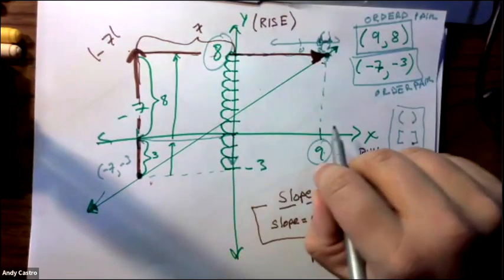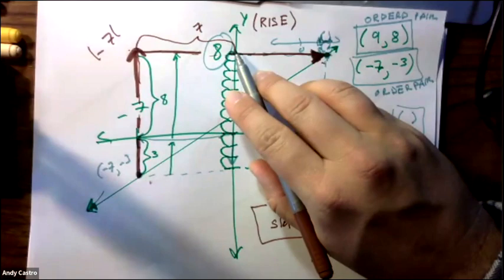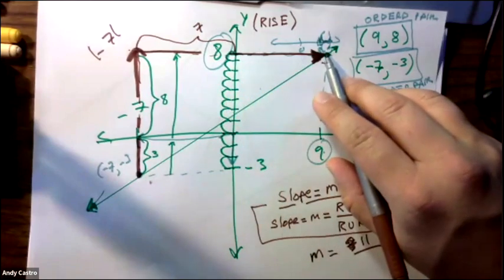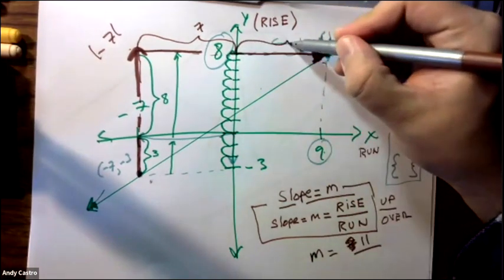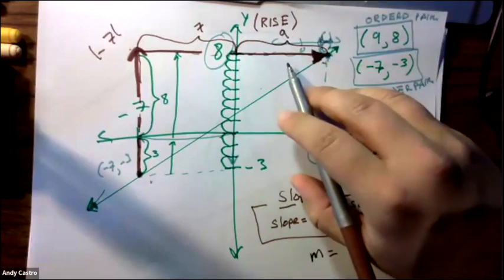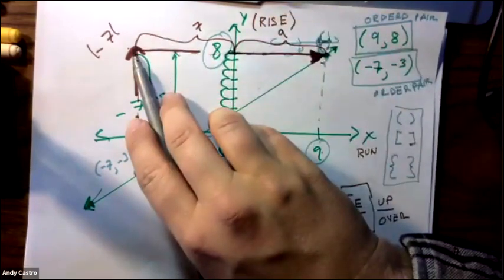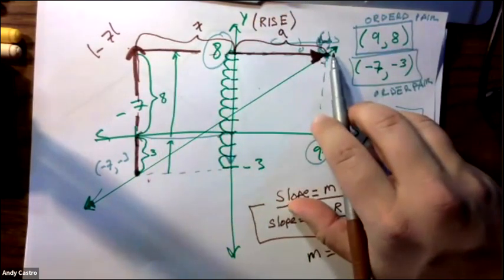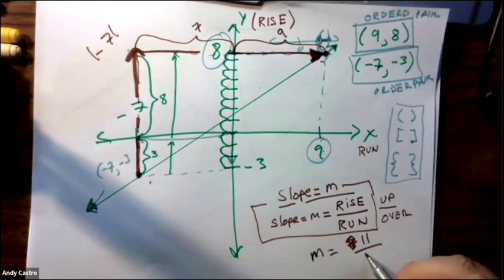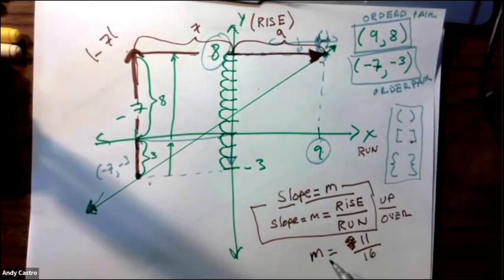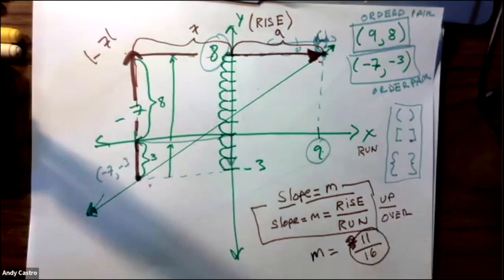Then we have this distance here. That's just to get from this point to the y-axis. But then I have to get from here to here to get to my point. And that is 9 units from here. So from here to here is 9. So I'm going to go up 3, then 8. That's 11. Then I'm going to go over 7 plus 9, which is 16. So my run is 16. So my slope is 11 over 16.